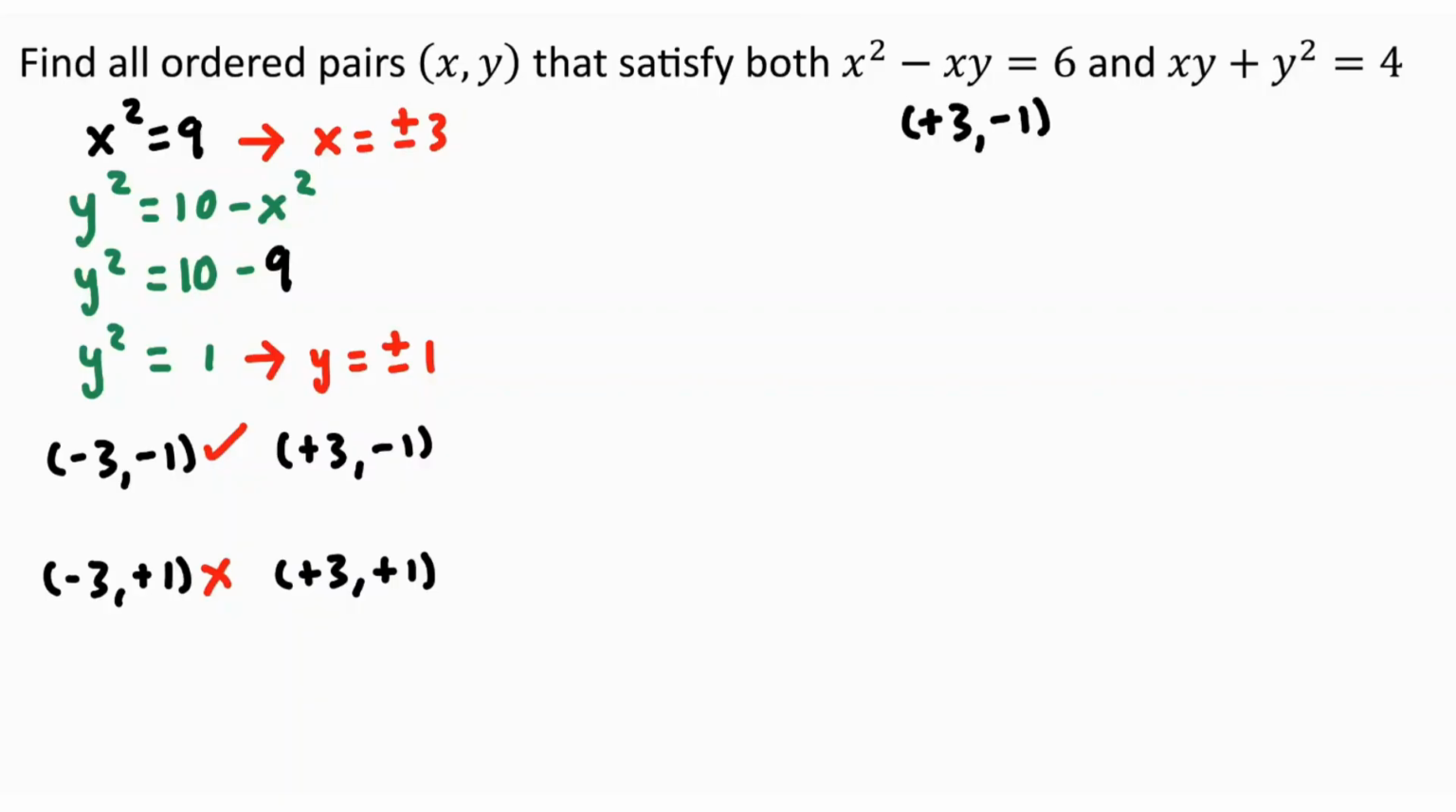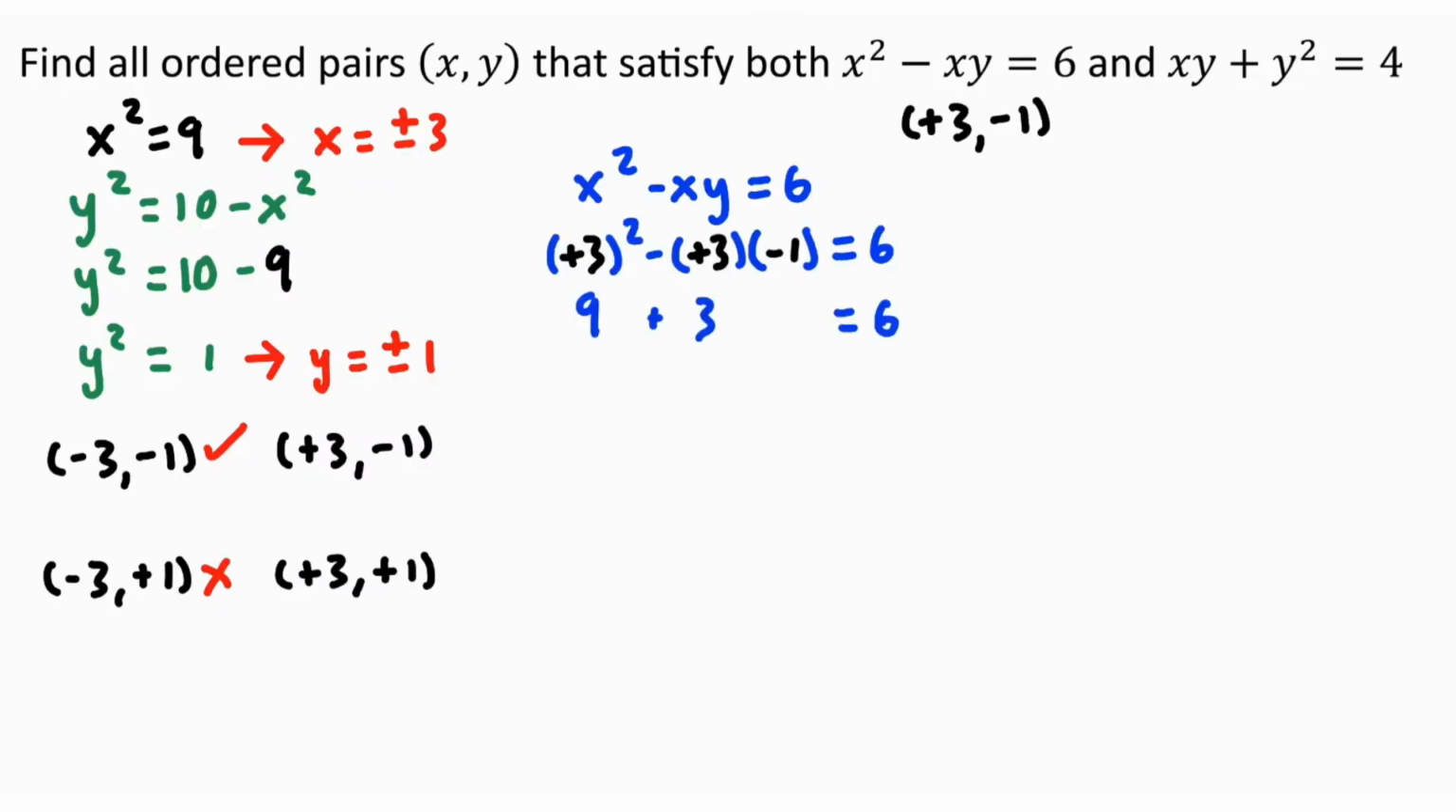Now let's check positive 3, comma negative 1. We'll substitute in the first equation, x squared minus xy equals 6. Substitute in, and we find that 9 plus 3 is not equal to 6, so this is not true. Therefore, 3, comma negative 1 does not work.